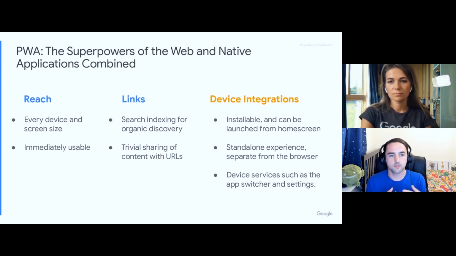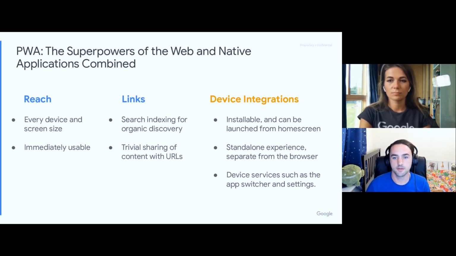So progressive web apps really combine the superpowers of the web, reach and linkability, with those of native applications, so device integrations. They can be discovered in the web browser and used immediately. You can access everything without installing, and content from PWAs can be shared with a URL, and the person receiving the URL can access the content whether they have the PWA installed or not.